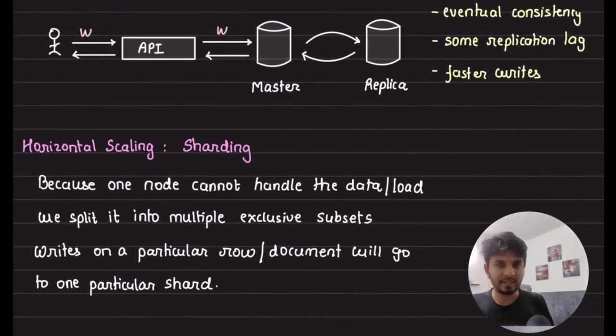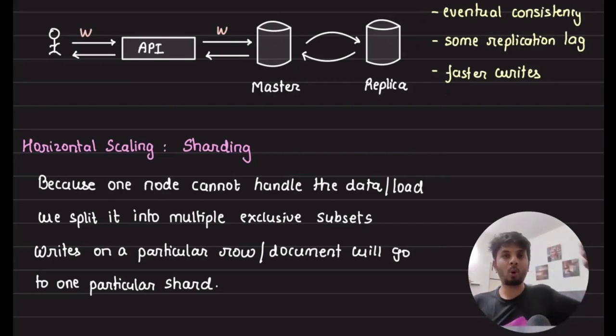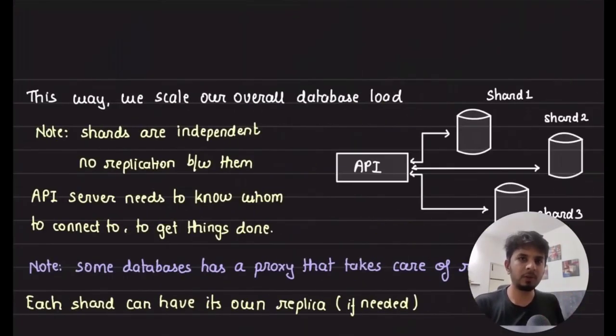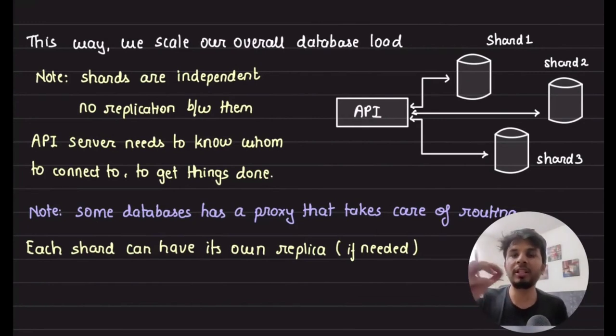So what sharding suggests, and I'll give a brief intro to sharding at the moment, then we'll go deeper into sharding in the next one. Sharding is all about, because your one node cannot handle the data or the incoming write load, we split it into exclusive subsets of data, right? So for example, instead of having one data node holding all the data, you have 3 nodes containing 3 mutually exclusive subsets of data.